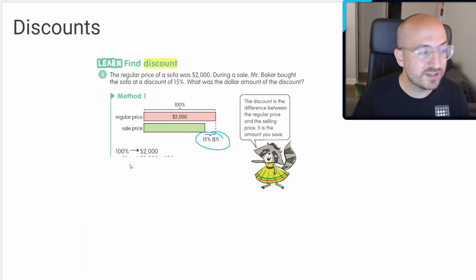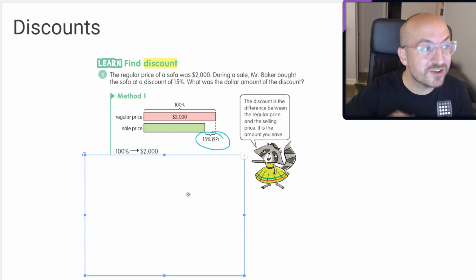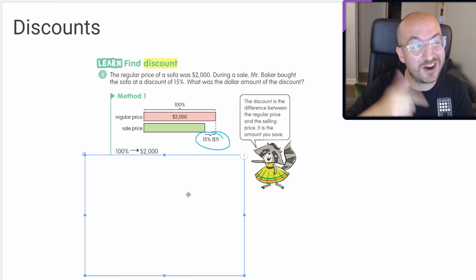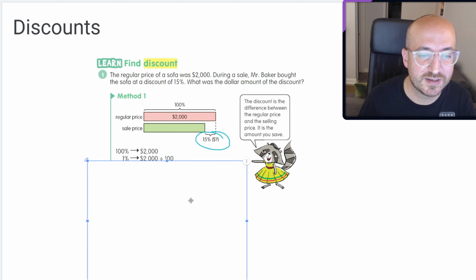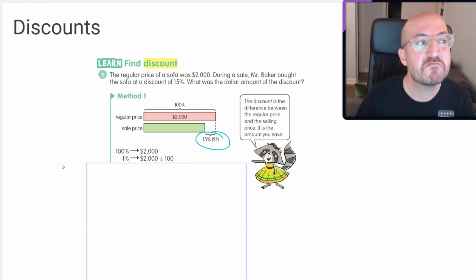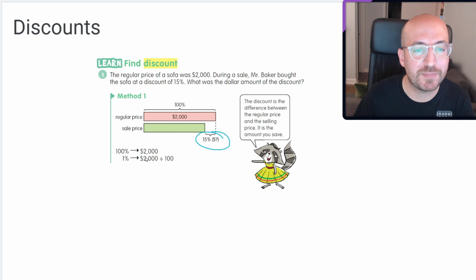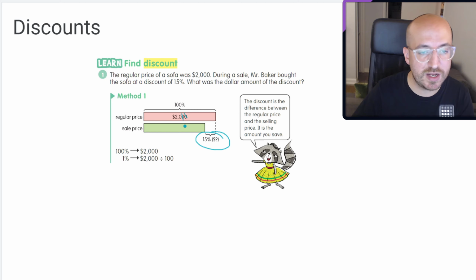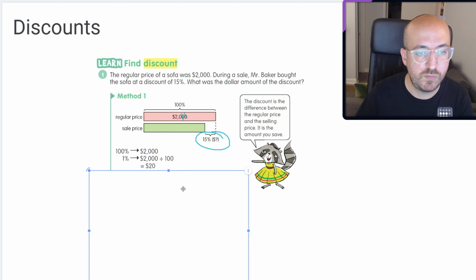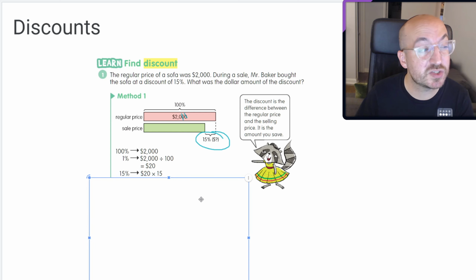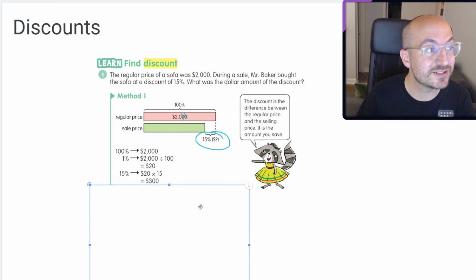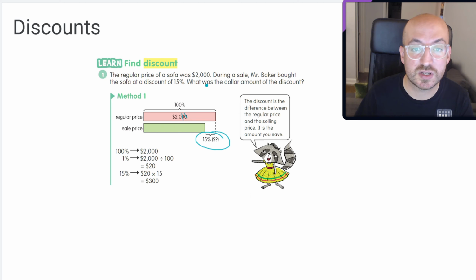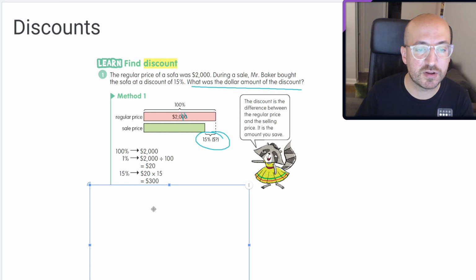Well, 100% is $2,000. The original cost, full price, 2000 bucks. What would 1% be? Okay, I'm cool with that. Well, divide it by 100. That's really like removing two place values, instead of 2,000, 200, 20. $20 would be 1%. So 15% would be 20 times 15. And then you'd get $300 off. So again, the question here was, how much was the discount? It would be $300 off.